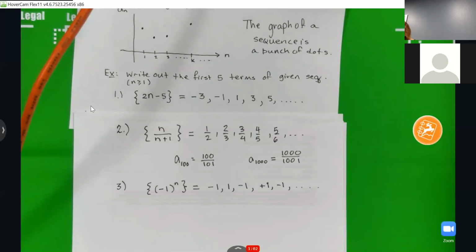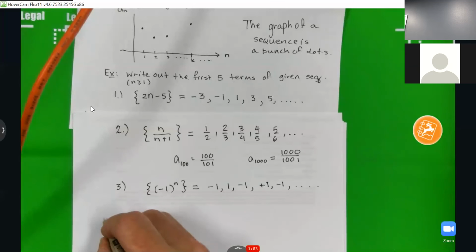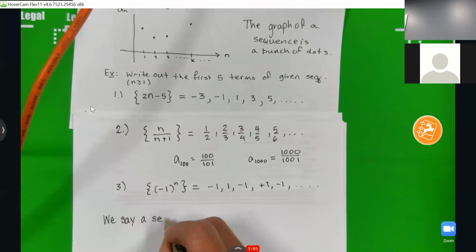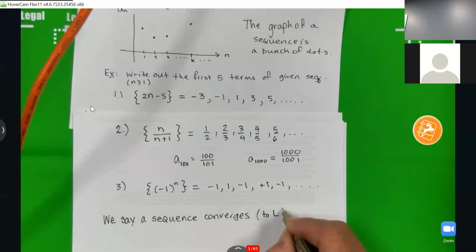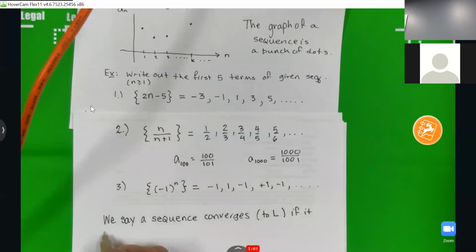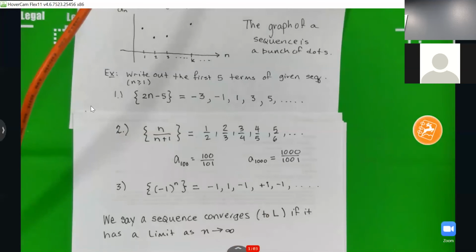So let me write that down. We say a sequence converges to, say, the number L if it has a limit as n goes to infinity, like in our sequence 2.